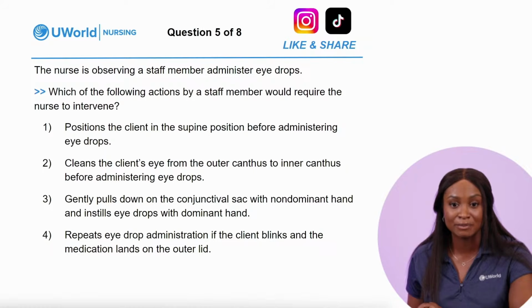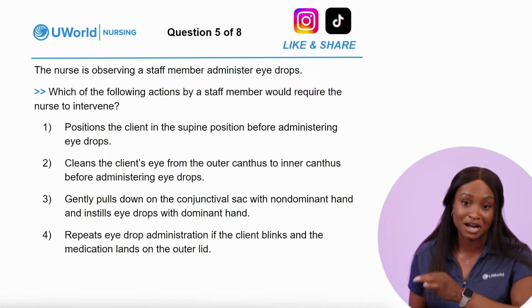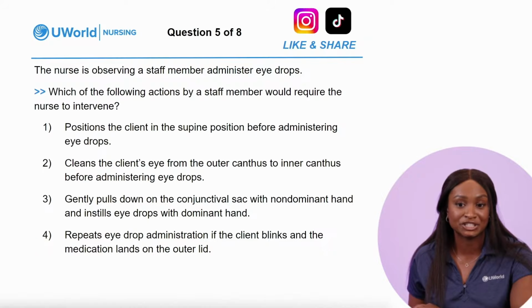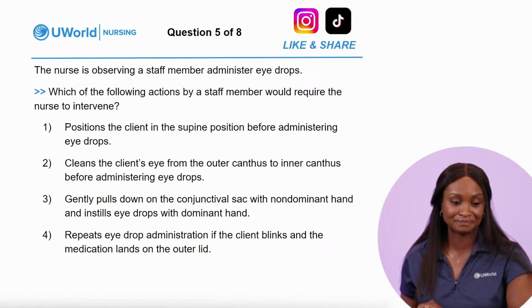Option 3, gently pull down on the conjunctival sac with the non-dominant hand and instill the eye drops with the dominant hand. Or option 4, repeat eye drop administration if the client blinks and the medication lands on the outer lid. So, which would require the nurse to intervene?